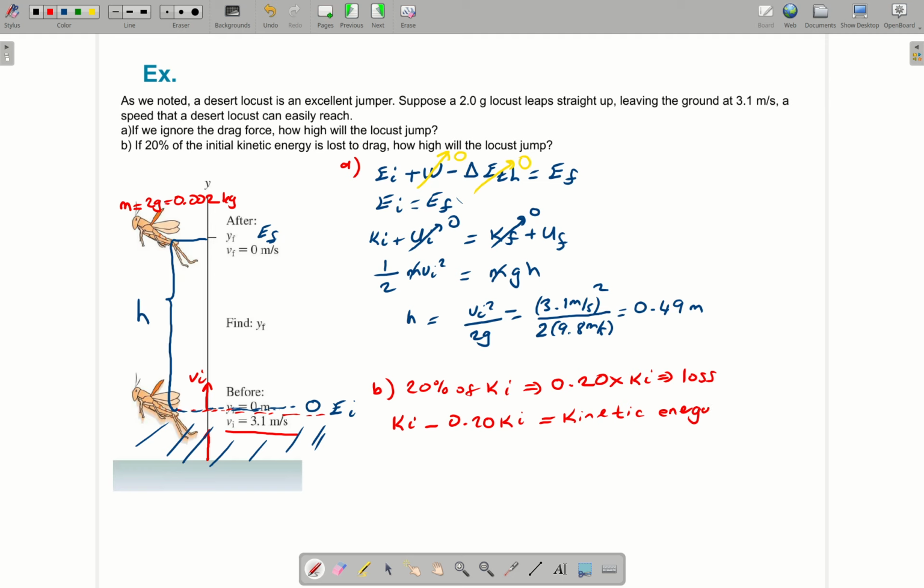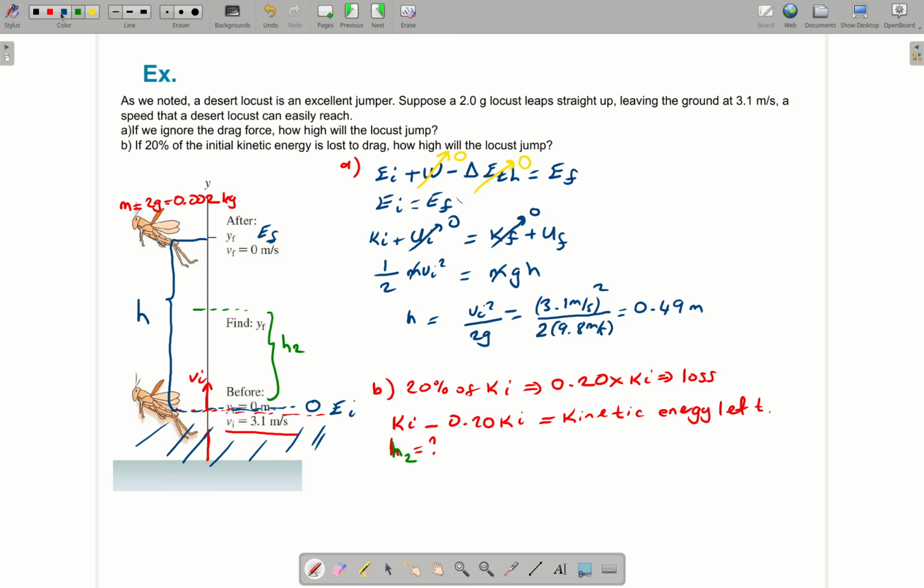Okay, so it says if there's drag, we put it into account and recalculate with that lost. How high will the locus jump this time? I want you folks to do that. It will be, of course, slower. Let's say it is this. Let me call this height 2. So if you calculate it and find a height 2 larger than height we calculated here, h, 0.49 meters, you did it wrong. But here's what you will do.